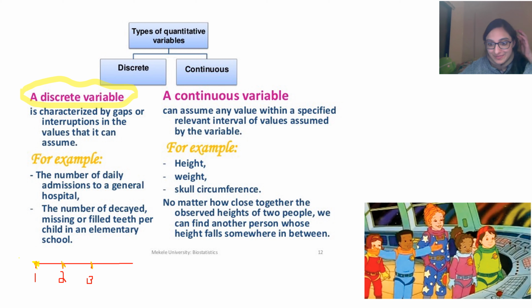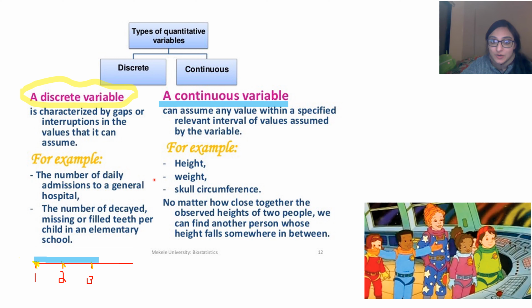That's what a discrete variable is. Now for a continuous variable, so again for the discrete, it's going to be this value, or it's going to be this value here too, or it's going to be 1. It's not going to be anything along this interval. That's the difference. For continuous, it can assume any value within a specified relevant interval of values assumed by the variable. For instance, for the continuous one, it could be any of these values across 1 to 3. Any of those. That's what a continuous can be.